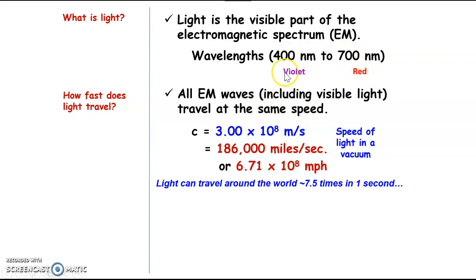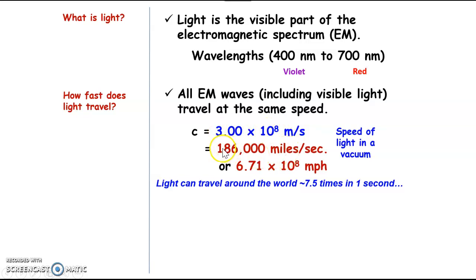Whether you're talking about violet or red or radio waves or gamma rays, whatever type of light that you're talking about, whatever type of electromagnetic wave that you're talking about, they all travel at the same speed, which is this number right here. It's the speed of light, 300 million meters per second. That's a lot of zeros, so you usually see it written in scientific notation like this, 3 times 10 to the 8th meters per second.